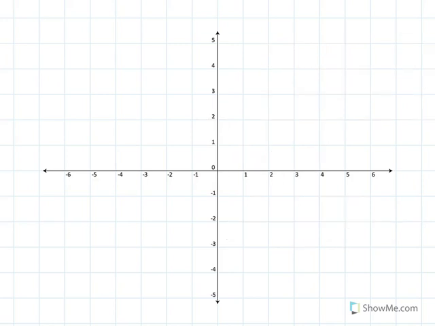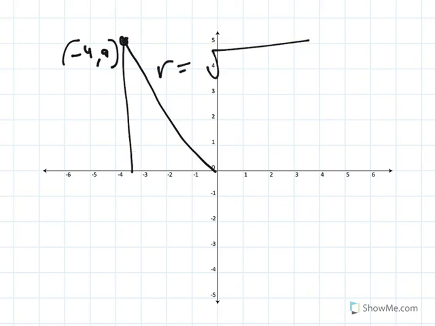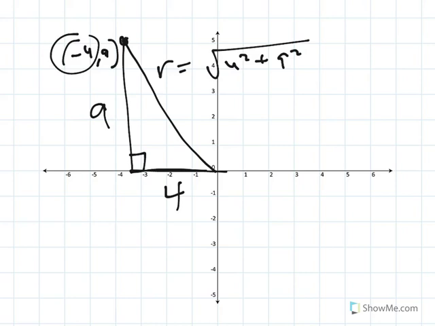If our point is in another quadrant, for instance, here I have a point, I'm just going to call it minus 4, 9. Well, the r value is going to be the square root. I'm just going to make this triangle here. It's going to have 4 and 9 as the two sides. Those are positive numbers. Even though this is negative 4 here, the length of the side is still 4. So it's the square root of 4 squared plus 9 squared, which is about 9.9.